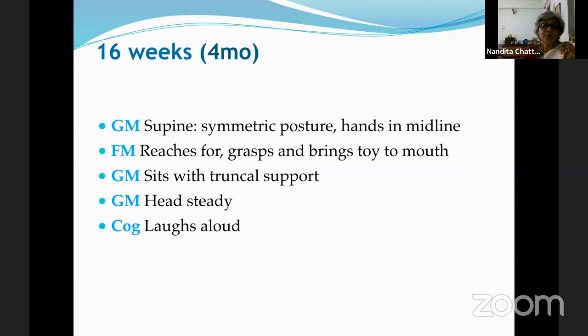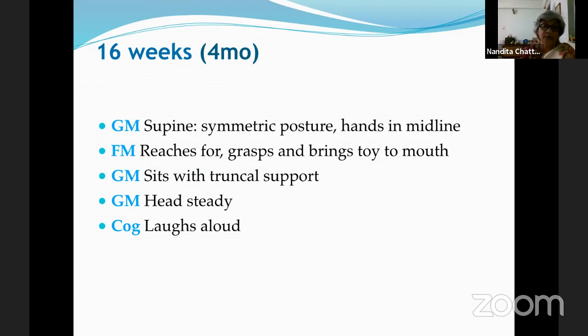Next slide, please. At 4 months, the baby, kept supine, now can maintain a symmetrical posture. Till 4 months, it was all dependent on a reflex mechanism: turning the head to one side, the limbs would flex, on the other side the limbs would extend. So the baby could not really control his limbs.